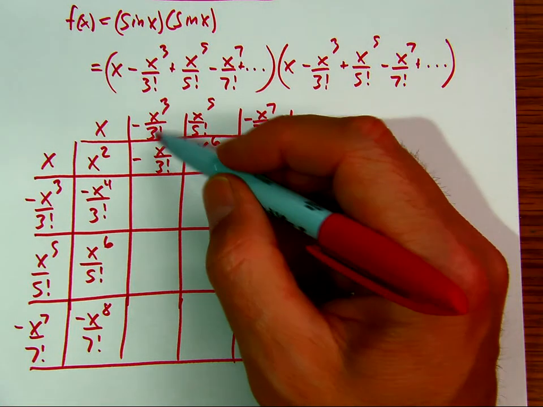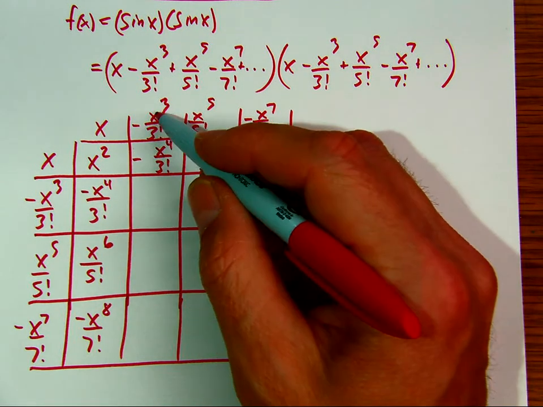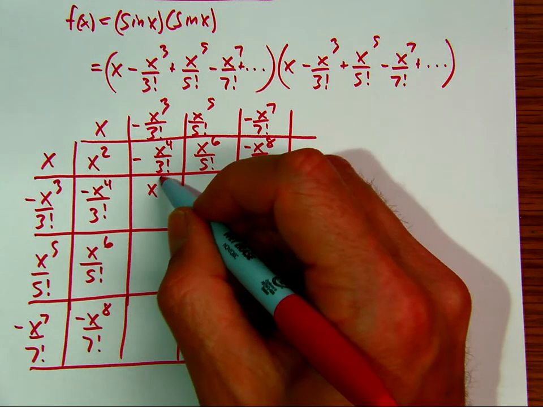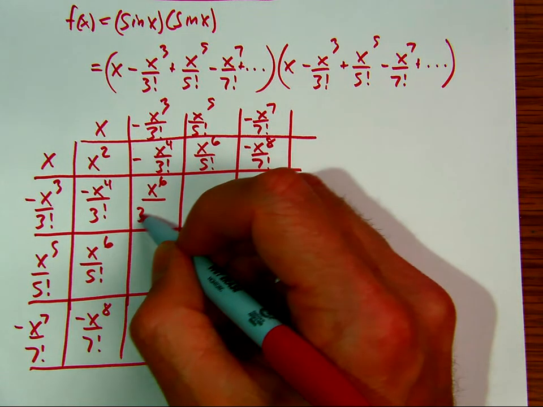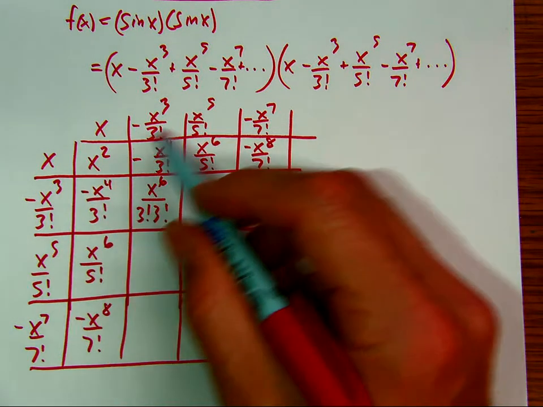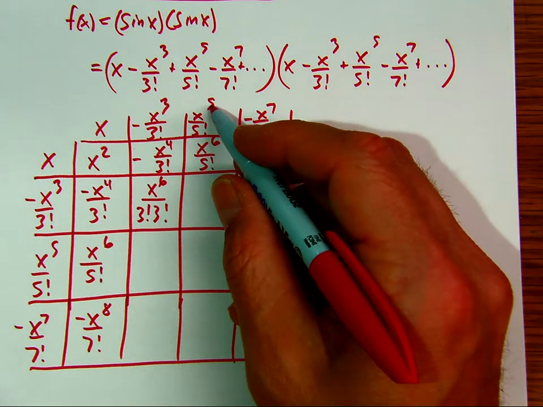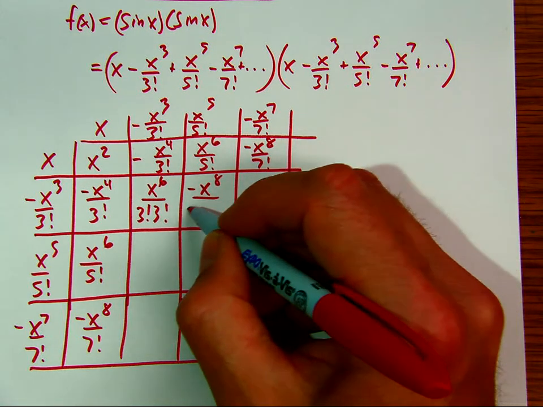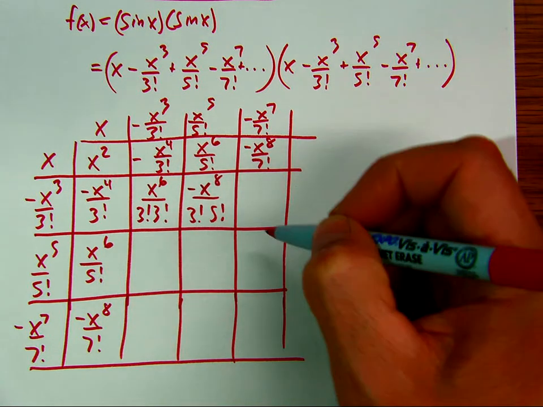And then when we start multiplying to get here, we'll have x cubed times x cubed. So it'll be a positive x to the 6th over 3 factorial times 3 factorial. And we multiply these. We're going to have x to the 5th times x to the 3rd, negative x to the 8th over 3 factorial, 5 factorial.